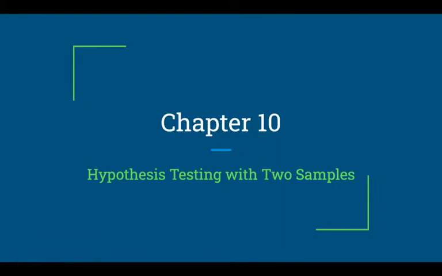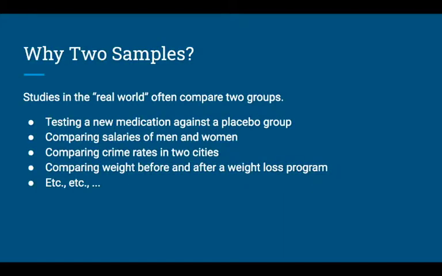In Chapter 10, we turn our attention to hypothesis testing with two samples. Chapter 9 was strictly hypothesis testing involving one sample, and in Chapter 10 we move on to two samples. Now there's a lot of good reasons why we would want to test with two samples. In the real world, quote unquote, there's a lot of situations where we are comparing two groups.